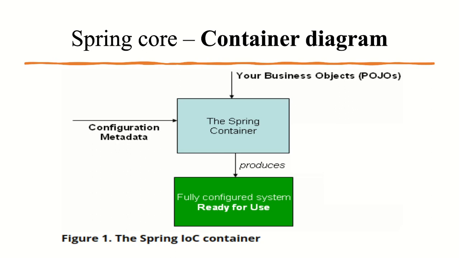What exactly is present in the Spring Core container? You have business objects which are given to the whole Spring container. Next, you have configuration metadata. Both of these are added to it. Based on that, the objects get instantiated and produced, giving a fully configured system ready for use. This is what is called the Spring IOC container.